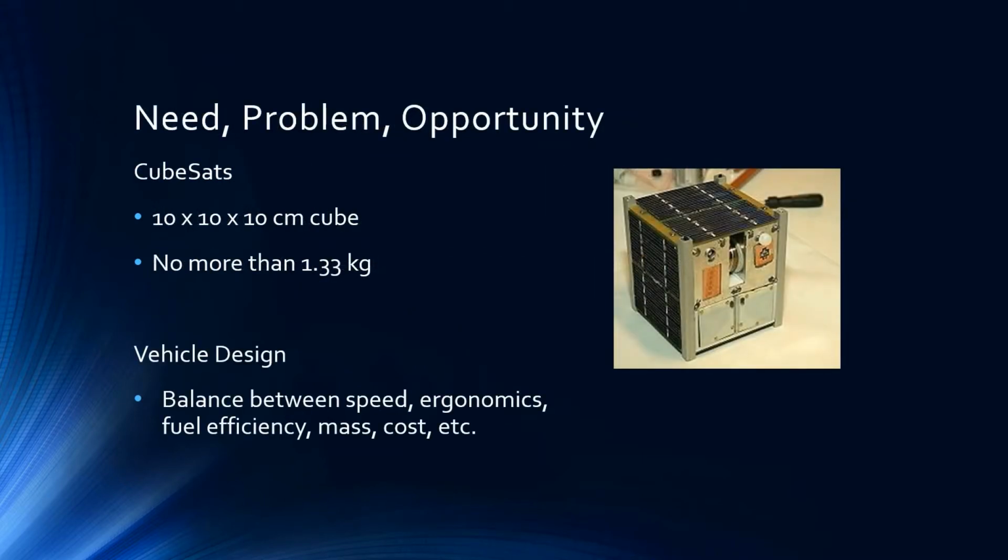To see examples of this, we can consider the construction of CubeSats and that of a vehicle. CubeSats are essentially miniature satellites that are constrained by a size of 10 by 10 by 10 centimeters and a mass constraint of 1 1/3 kilogram. Their small size makes them an inexpensive option for academic study and amateur projects. However, this also imposes design restrictions.